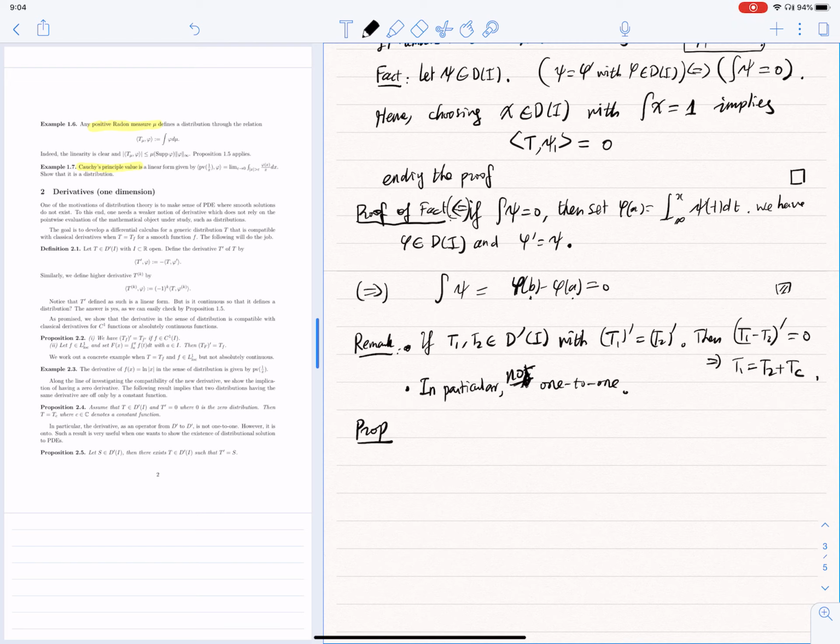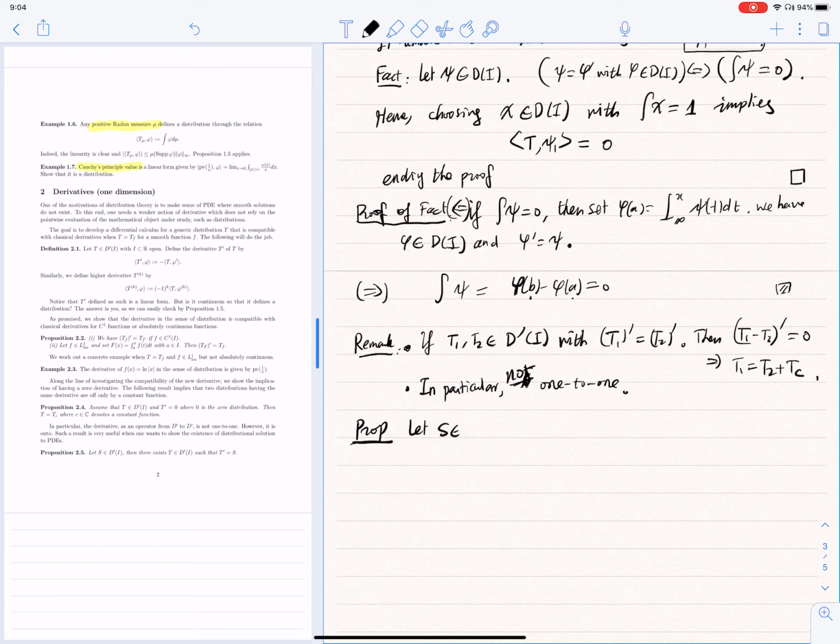Okay, so it is actually quite an important result, because our motivation is to use distribution theory to study PDEs, and this is really related to that problem. So let me state the theorem.